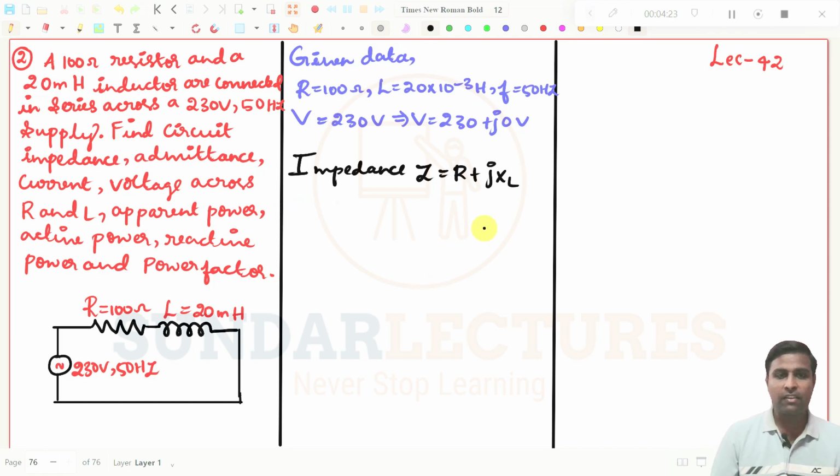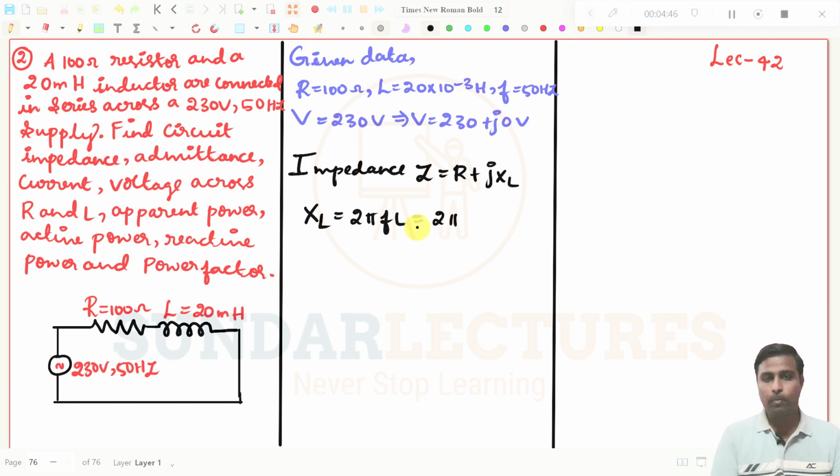Now, they have given you R, we know that it is 100 ohms, but they have not given you XL directly. So how to find XL? The formula to find XL is equal to 2 pi f L. That we have already seen. So this should be equal to 2 pi into 50 into L, and L is 20 millihenry, which is 20 into 10 to the power of minus 3.